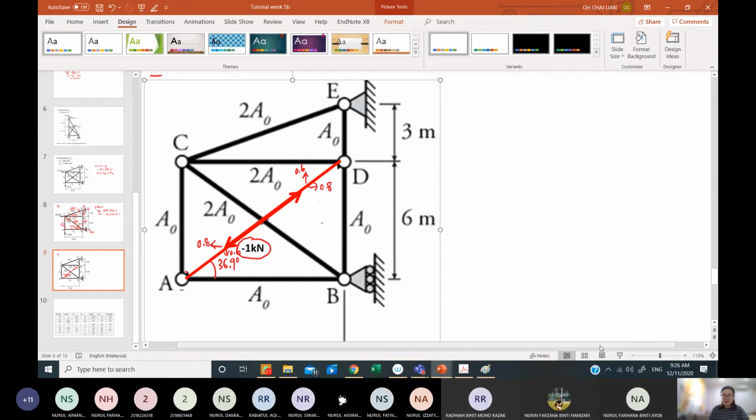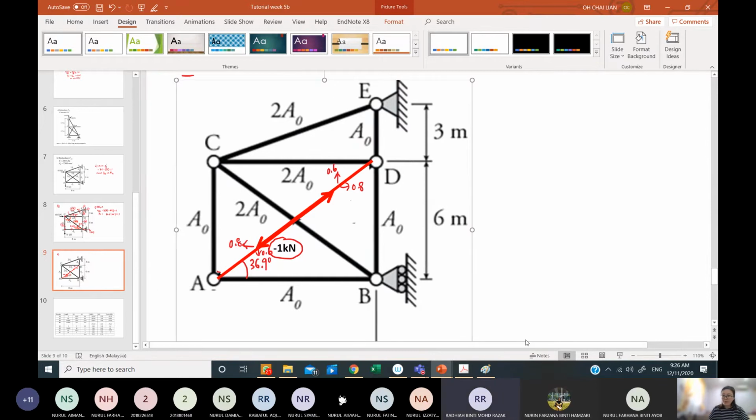Okay, so now we go back to this joint A. At joint A, I will have one vertical unknown and one horizontal unknown. I can immediately solve this one, which will be 0.8, and this will be my 0.6.